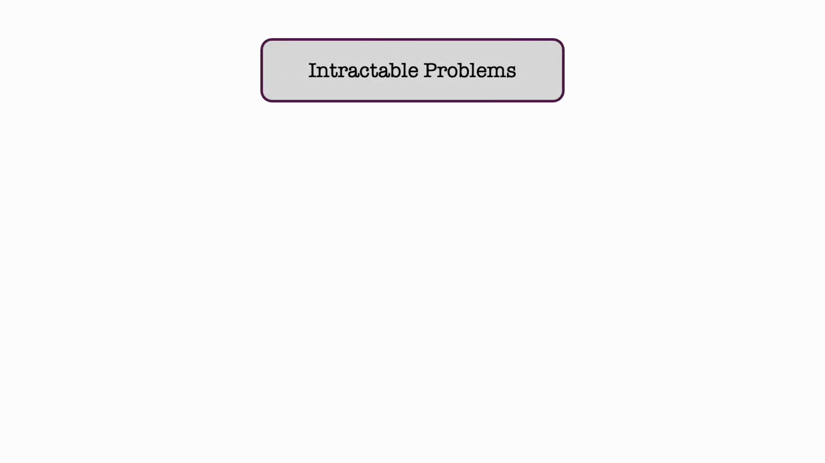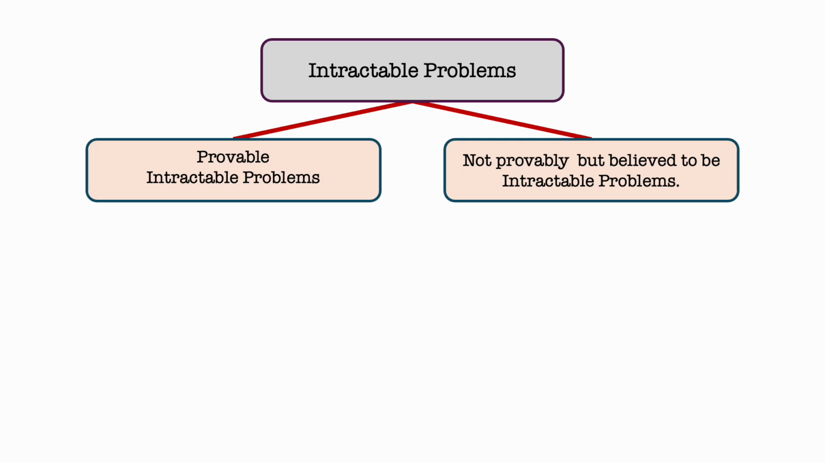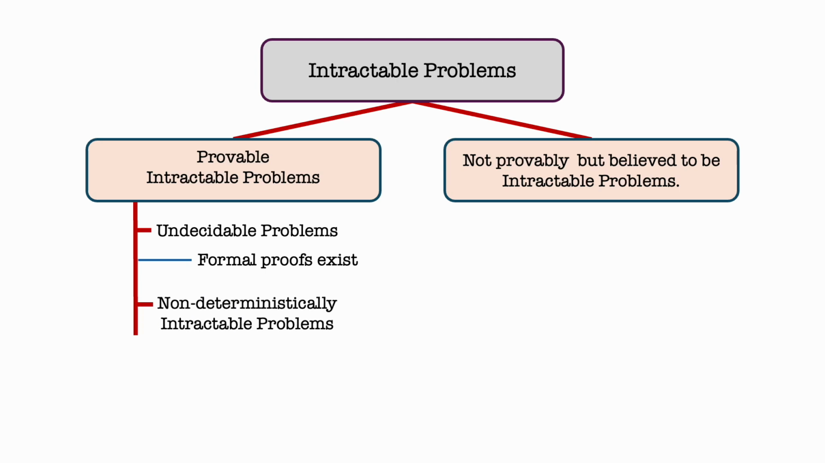We can categorize intractable problems into two categories: provably intractable problems and not provably but believed to be intractable problems. Undecidable problems are provably intractable problems. Formal proofs exist stating that no algorithm can be given to solve the problem. Furthermore, one more category of provably intractable problems is non-deterministically intractable.